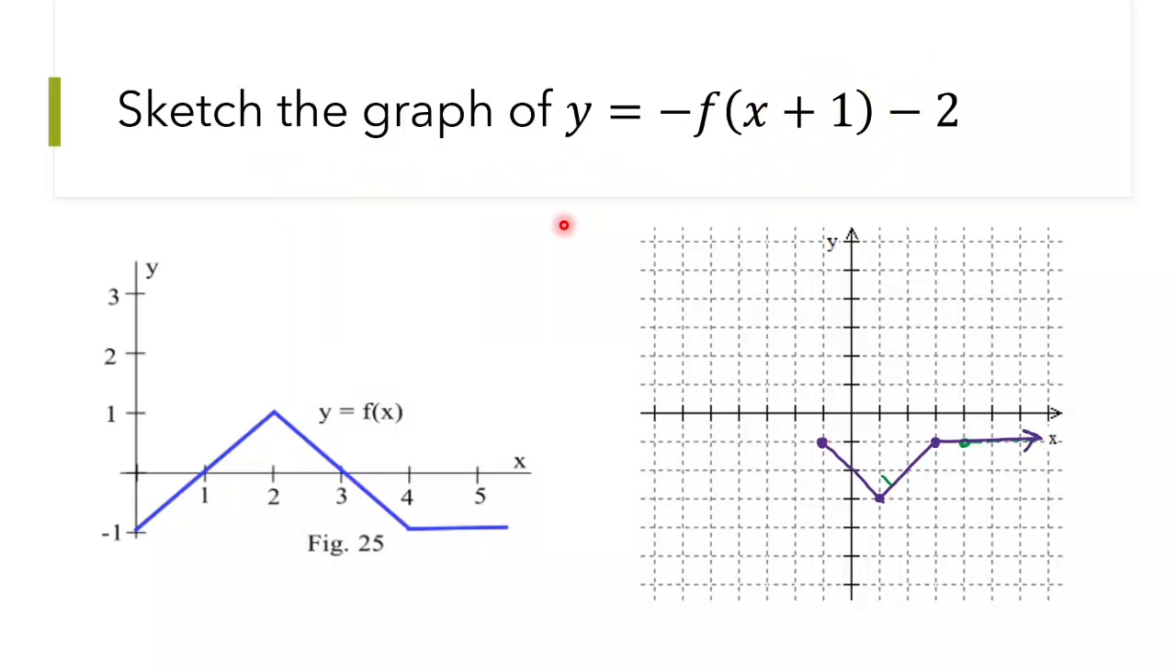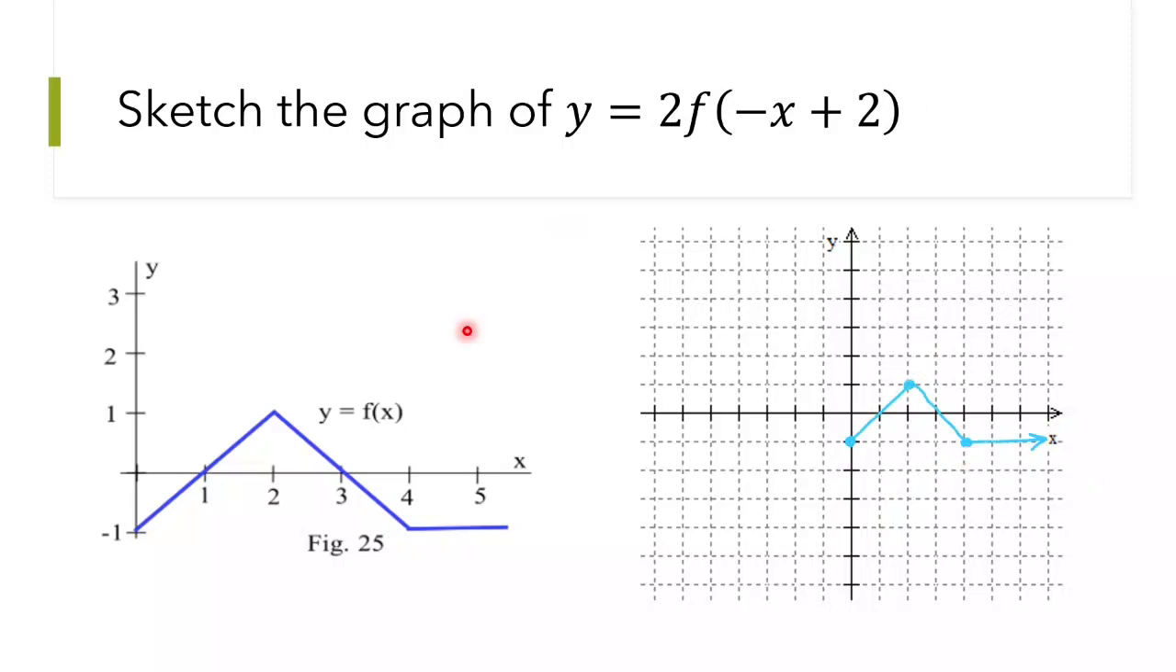Let's do another one that's similar. So let's start with the same parent function. So I'm just going to start over. Same parent function goes through this point (0, -1), (2, 1), (4, -1), and then we've got that horizontal line at -1. Let's see if we can sketch the graph of y equals 2 times f of -x plus 2.